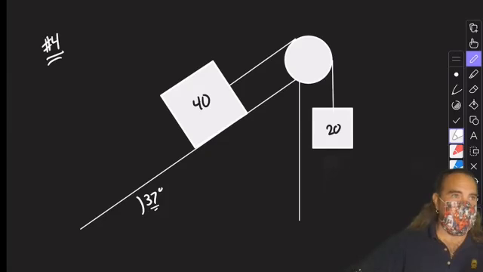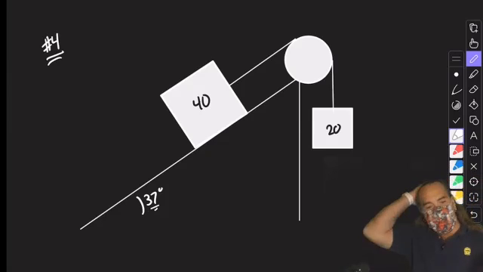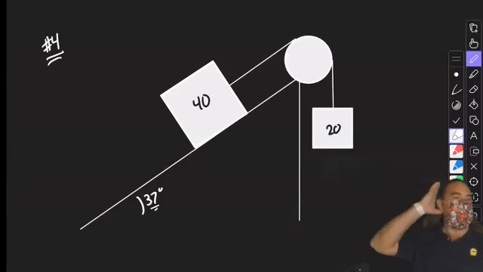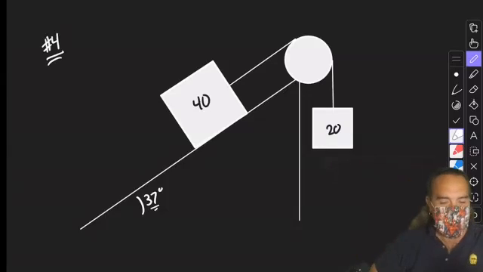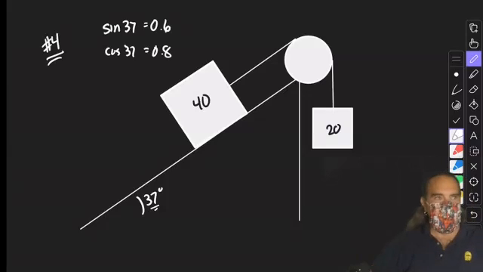53 is the other side of that same triangle. So that's why 37 degrees gets used in physics problems all the time. So if we're going to use 37 degrees, don't jump to your calculator. 37 degrees means the sine of 37 is going to be 0.6, and the cosine of 37 is going to be 0.8. It's a 3, 4, 5 triangle.